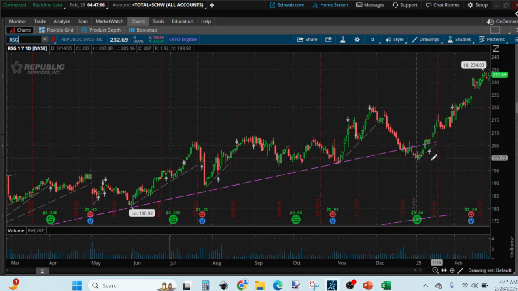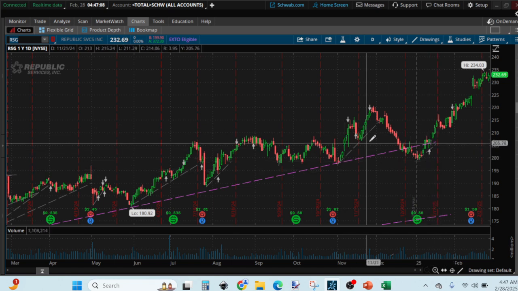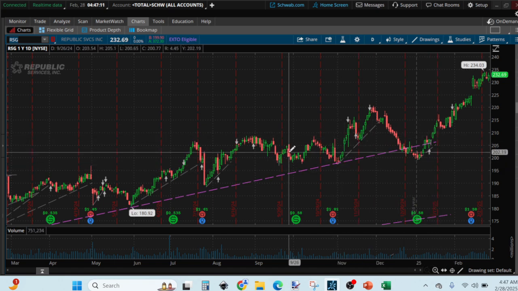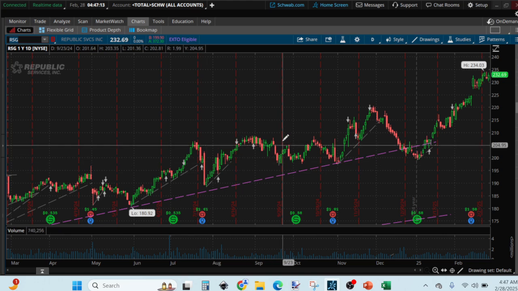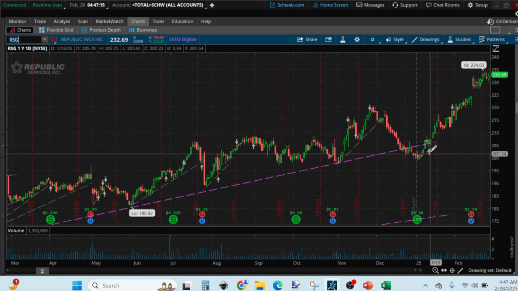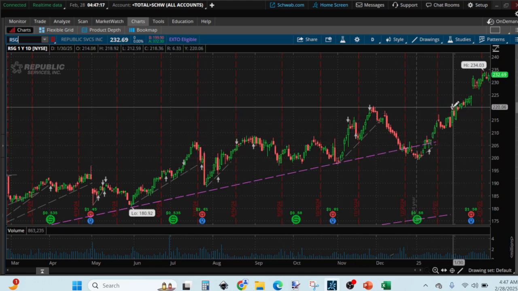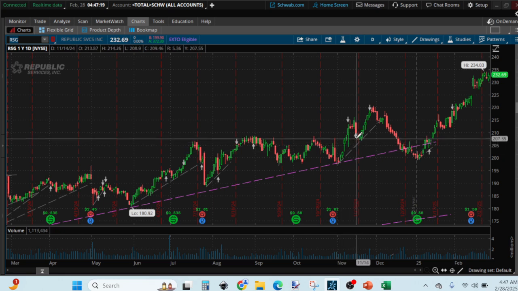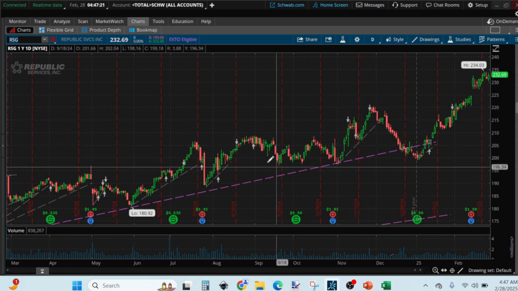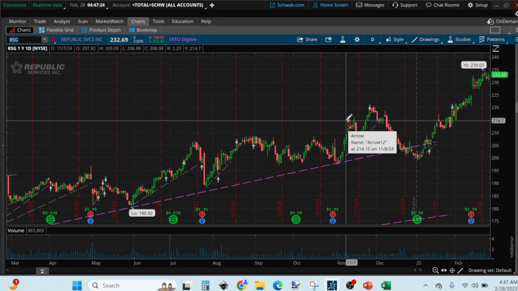We bought it. No, we have not bought it. We bought it using the long option swing strategy in 2024. That's why those arrows are there. We bought it there, we sold it there. So we bought it there, we sold it there, type of things. We bought it there, we sold it there.